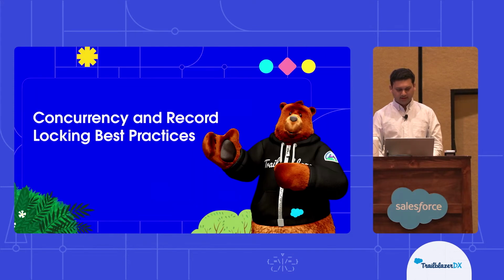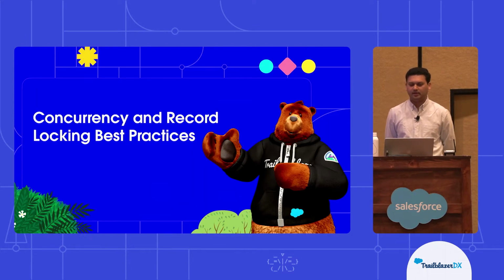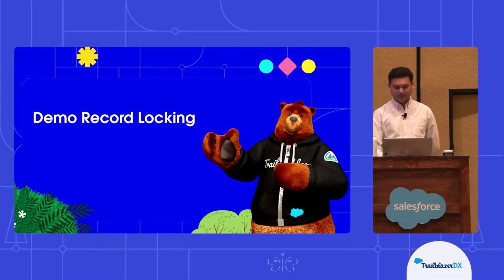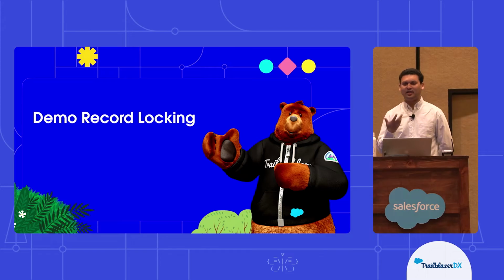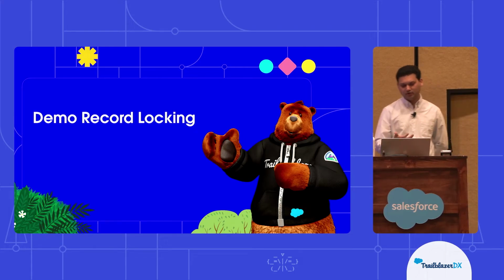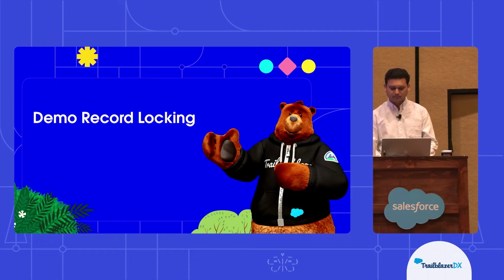All right, so with that, let's move on to our next topic, which is my personal favorite because I have encountered this in a lot of projects: concurrency and record locking best practices. For me as a developer, Daniel, concurrency is something that is very hard to imagine. What is concurrency? How do I create concurrency in my system? How does it happen? So how about I show a demo of code that is creating concurrency today in an org that I have. Run through one, probably the easiest.